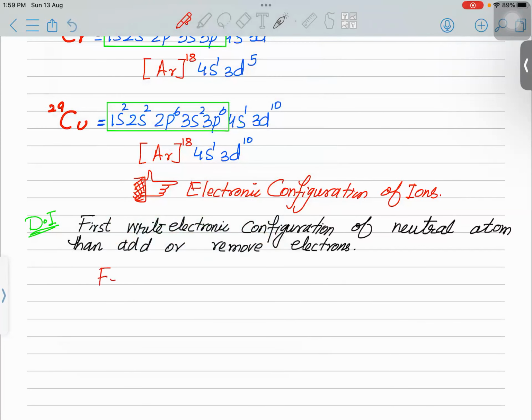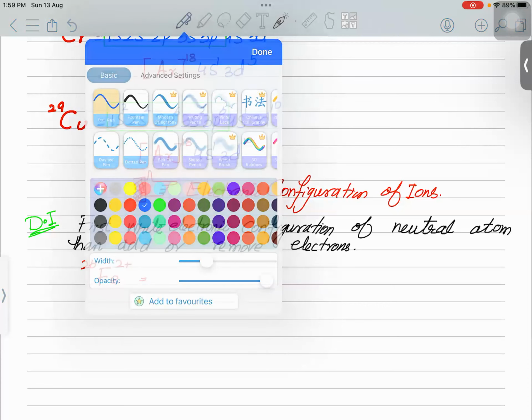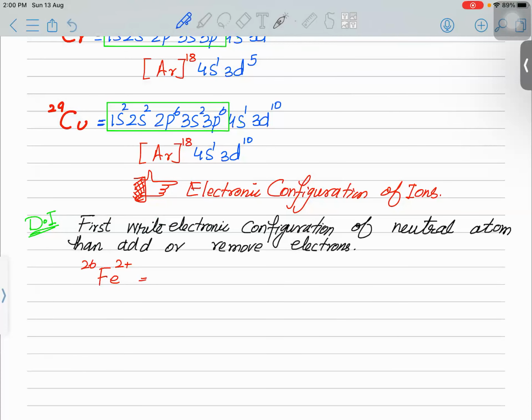Now the first question is iron 26. First write the electronic configuration of iron 26, which is 1s2, 2s2, 2p6, 3s2, 3p6, 4s2, 3d6. Now can anyone tell me which orbital is the valence orbital? Which shell is the valence shell in iron 26?